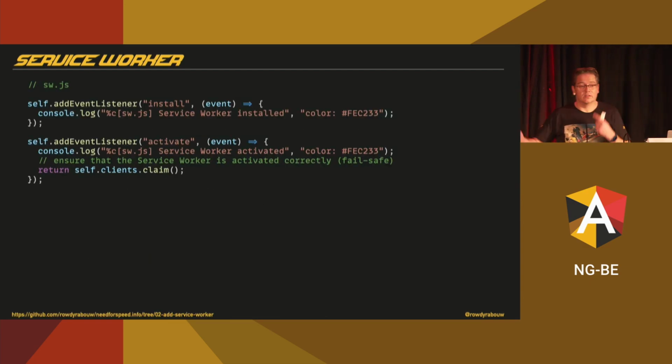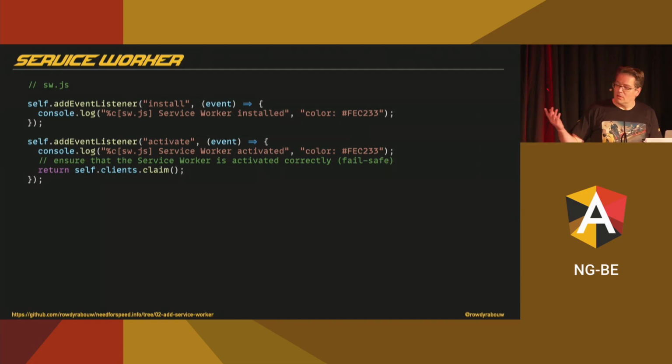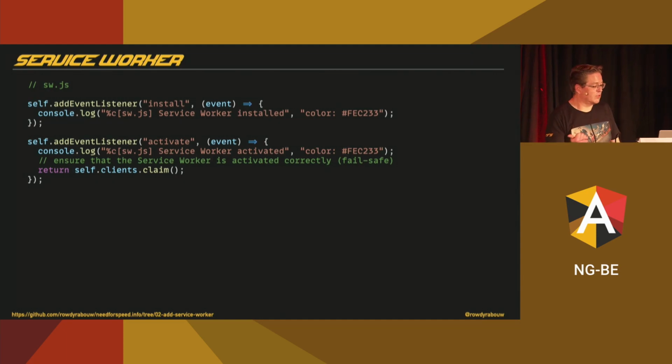So I created a sw.js file, a service worker JavaScript file. For now with only two events, the install event and the activate event. The install event is when the service worker is available and will be installed in the browser of the user, and activate is the next step.